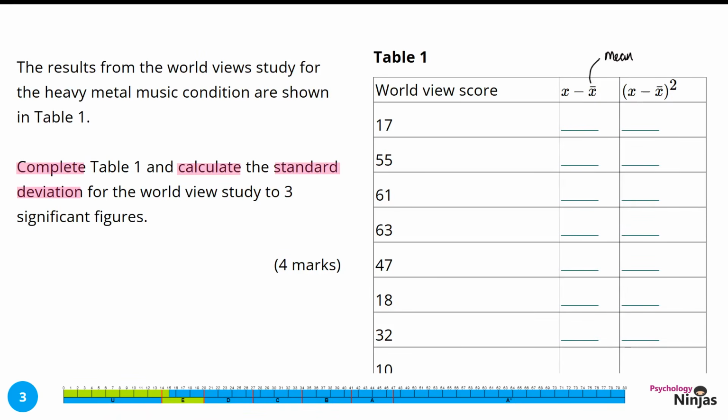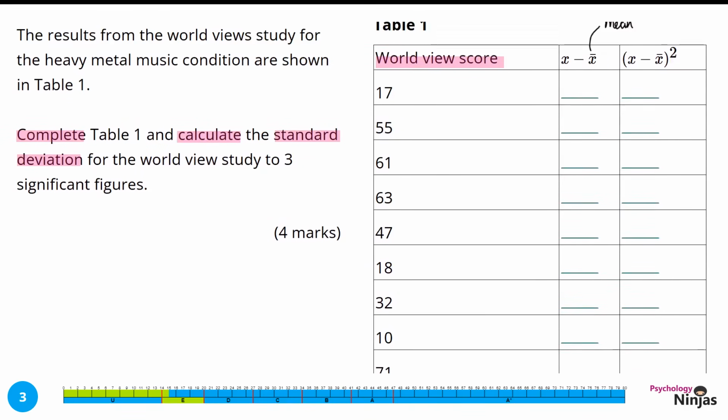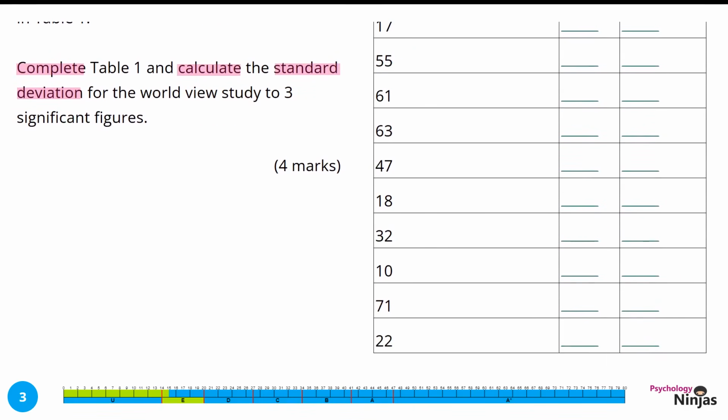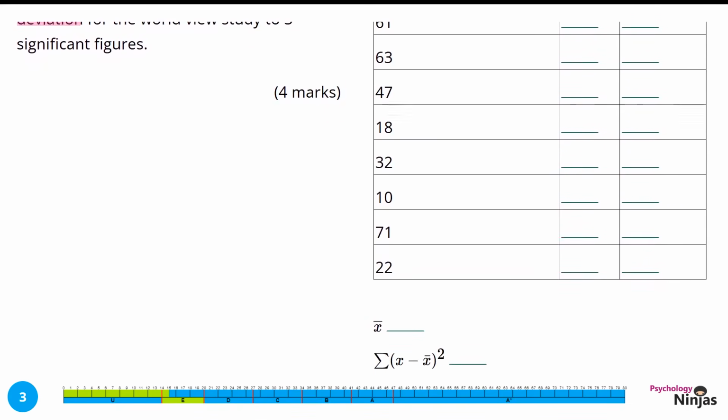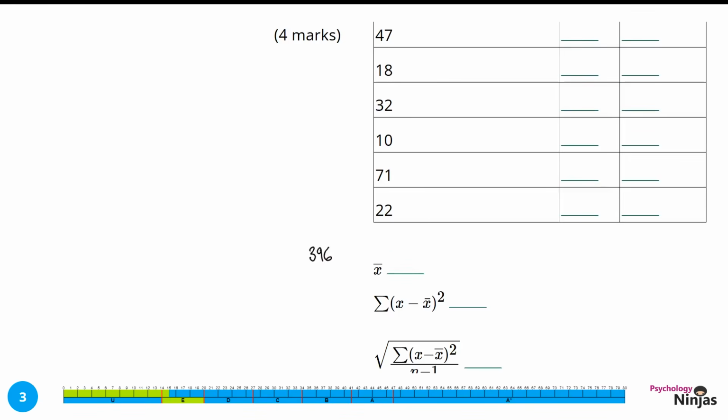So we need to add up all the values in the world scores column, and this is all for the heavy music condition. So we're going to do 17 plus 55 plus 61 plus 63 plus 47 plus 18 plus 32 plus 10 plus 71 plus 22. So that equals 396. And then we're going to divide that by the number of scores, which is 10, to give us 39.6.